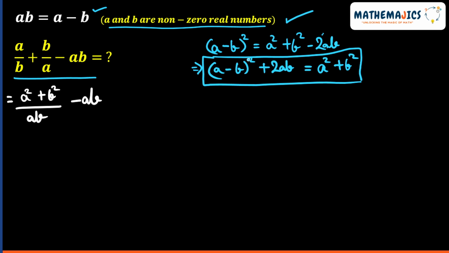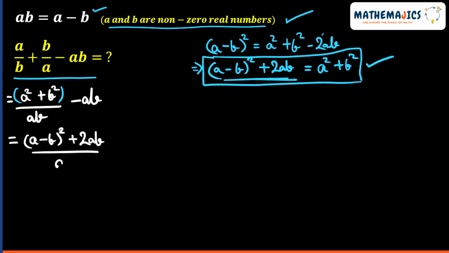How we can use this? Let's see. As we can see, we have A square plus B square here in the numerator. So instead of A square plus B square, we can write A minus B whole square plus 2AB. Okay, so let's rewrite this as A minus B whole square plus 2AB upon AB minus AB.